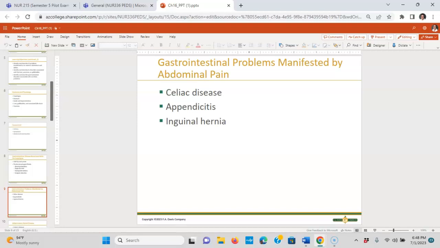So celiac disease is recognized in 1 in 141 patients. So people with a first-degree relative, the rate's 1 in 22. So look for family history. So we do CBC, IgA, vitamin B12, ferritin, iron, folate, stool for occult blood, and you're doing an endoscopy.